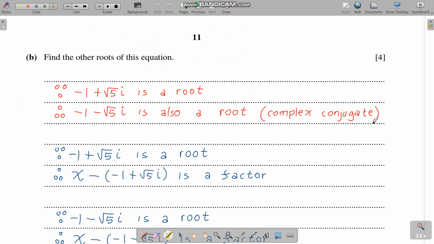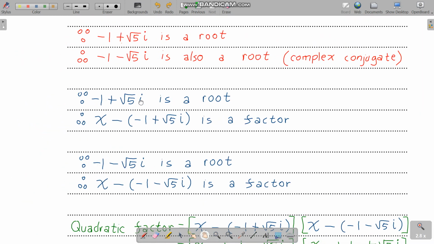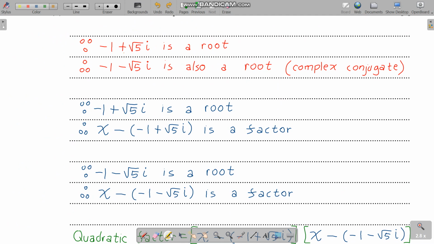Next step is to find the other roots. From the previous part, we know that it is a root, which means the conjugate is also a root. Conjugate means same real part, the opposite imaginary part. This is also a root, the complex conjugate. And since -1 plus root 5i is a root, that means x minus the root is a factor. Same thing with the complex conjugate, x minus this is a factor.